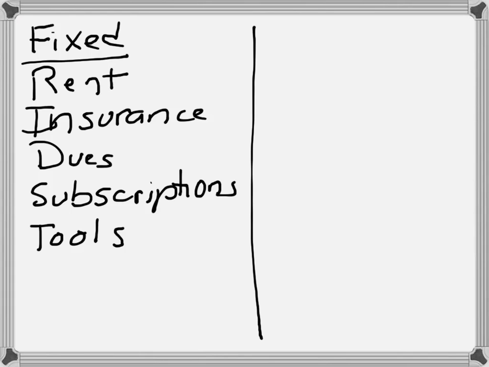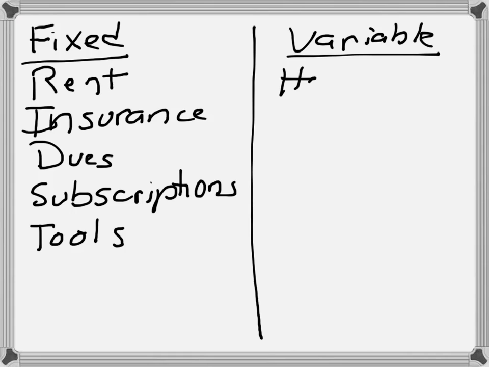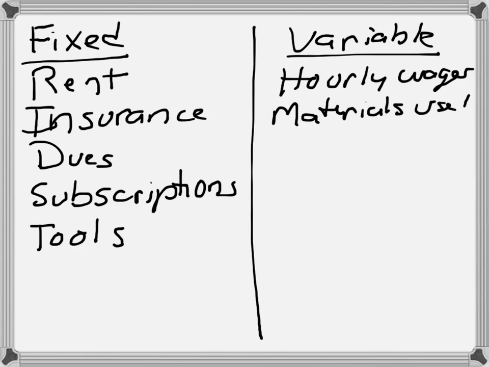On the other hand, variable costs are those that respond directly and proportionally to changes in the activity level. Variable costs are like hourly wages, materials used in production, for example, plastic used to make computers, steel used to make car doors, etc.